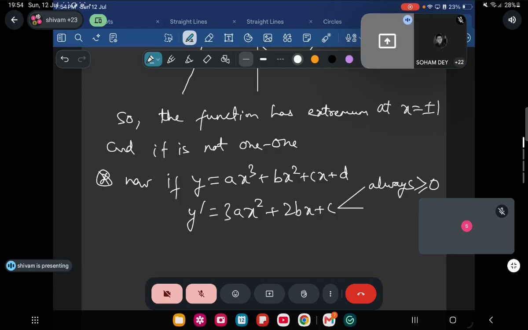Always greater than or equal to 0, then it can be equal to 0 as well. Right. It can be equal to 0. Right. And it can be less than or equal to 0.